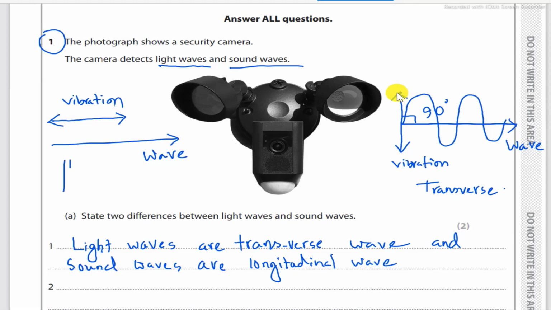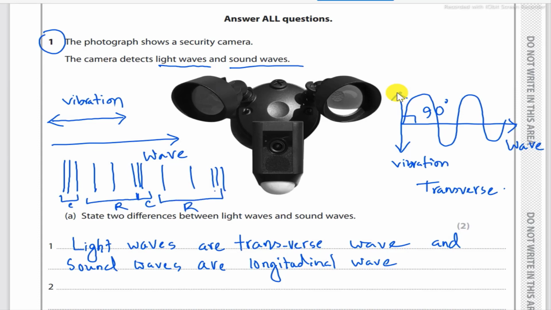Sound wave is an example of a longitudinal wave. So light waves are transverse waves. On the other hand, sound waves are longitudinal waves.